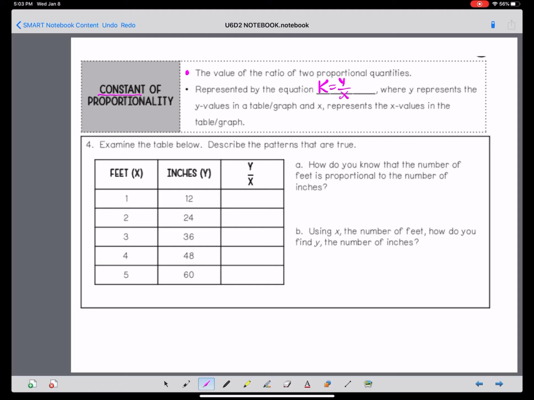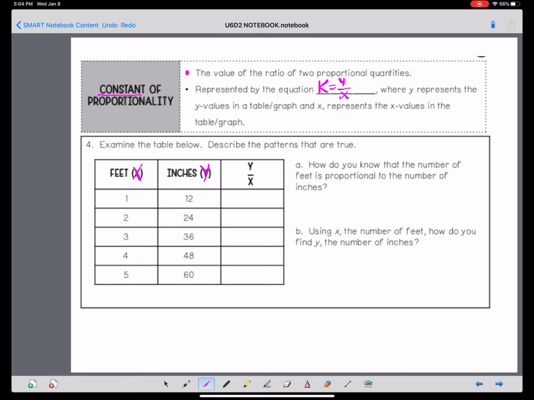So let's take a look at this table below here. What you'll see, it says, examine the table below, describe the patterns that are true. We see feet. For every 1 foot, there's 12 inches. For every 2 feet, there's 24 inches. And so on and so on. So they listed the first column as x and the second column as y.